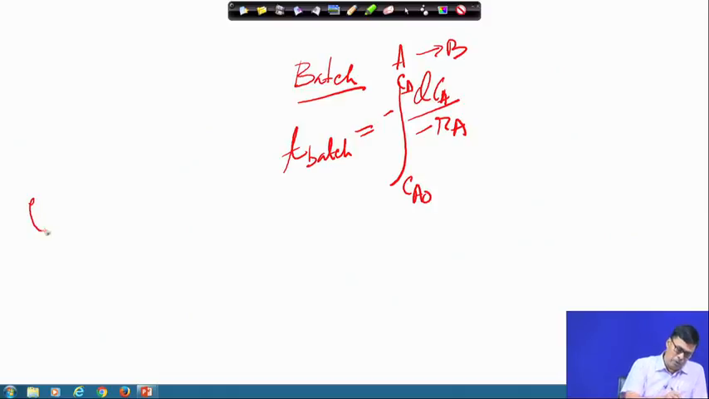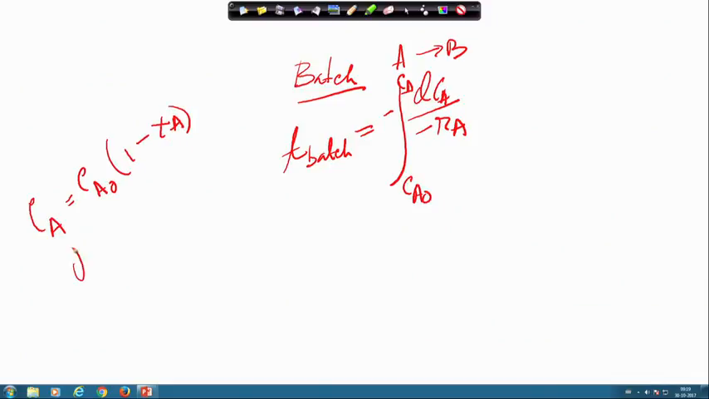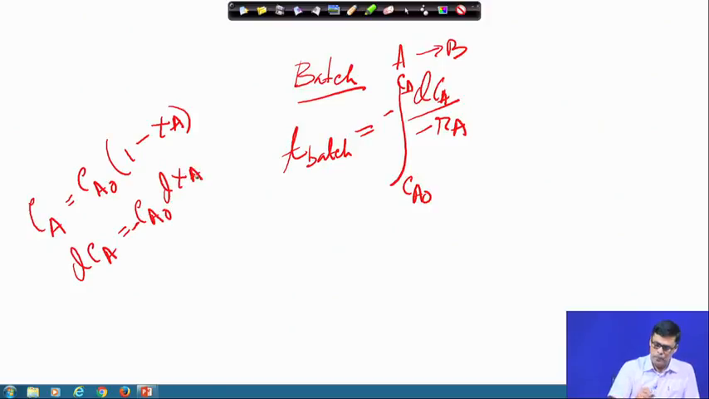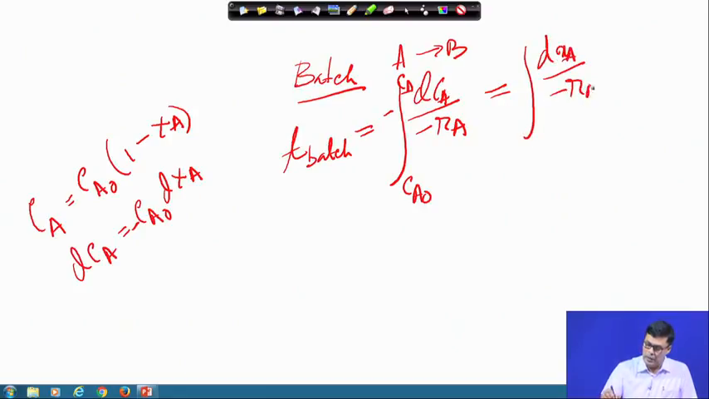Now, I told you CA equal to CA0 into 1 minus xA. xA is the fraction of A that is converted. So, I can write dCA equal to CA0, CA0 is a constant, I can write this is equal to dxA. So, this same equation we can write in the dxA form like this, dxA by minus rA, and there 0 to xA. This is what we do.